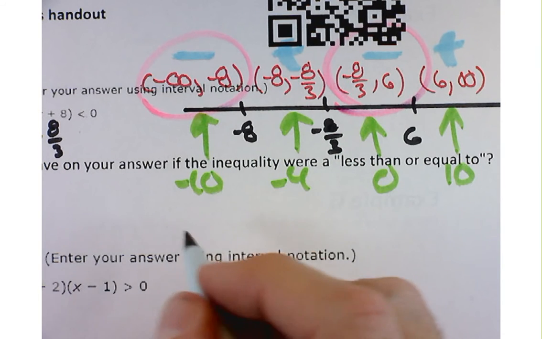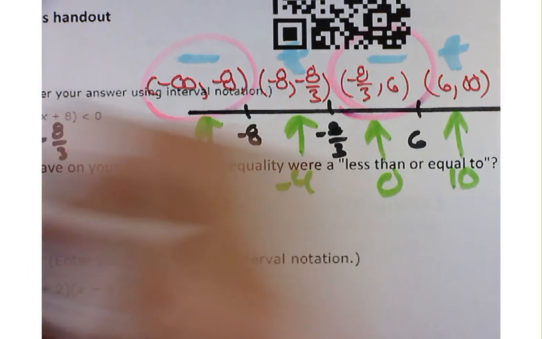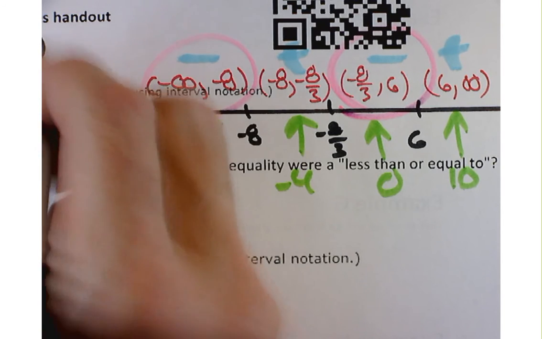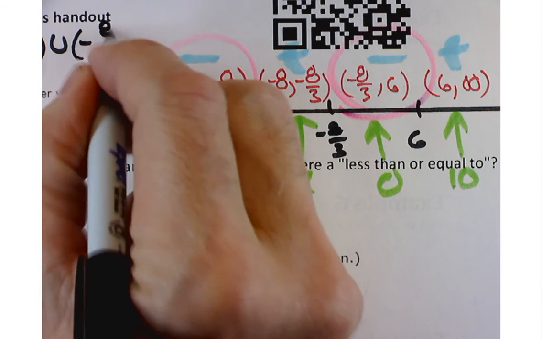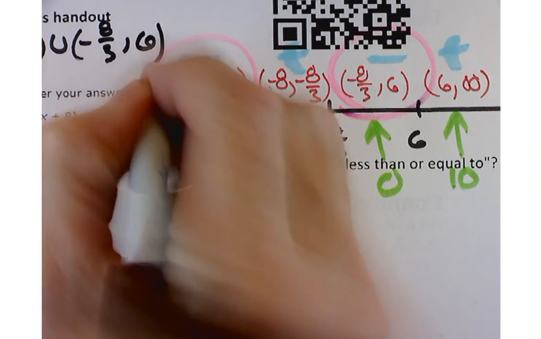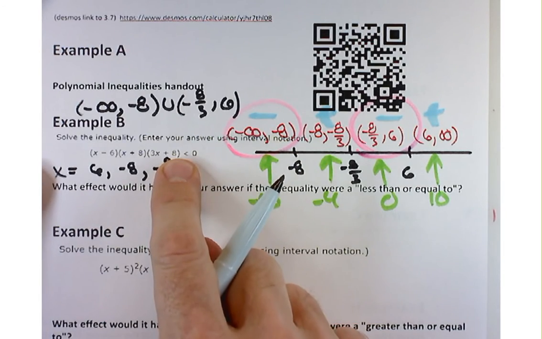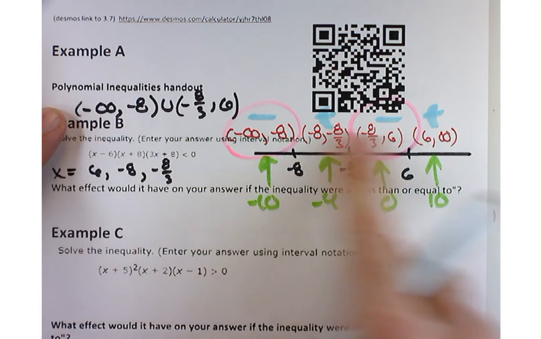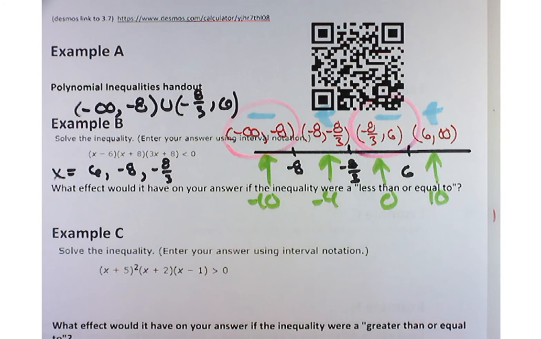I encourage it. All right, so our answer then is going to be -infinity to -8 union -8/3 to 6. I know those are with parentheses because this is a less than. It's not a less than or equal to. Are we okay with that one there? Yep.